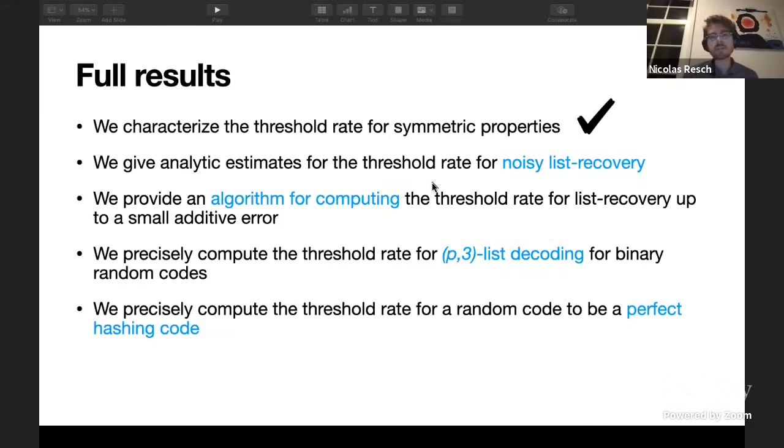We also show that we can always compute the threshold rate as long as you admit some small additive error. We could even precisely pin down the threshold rate for something like, when we have a list of size 3, say, for binary random codes. And also for a certain class of codes called perfect hashing codes. Great, that's all I wanted to say. Thank you very much.